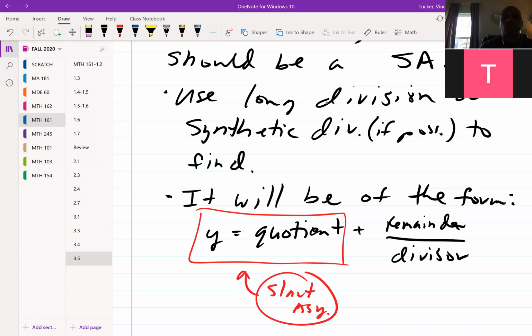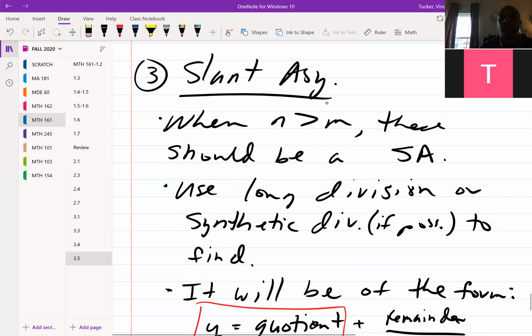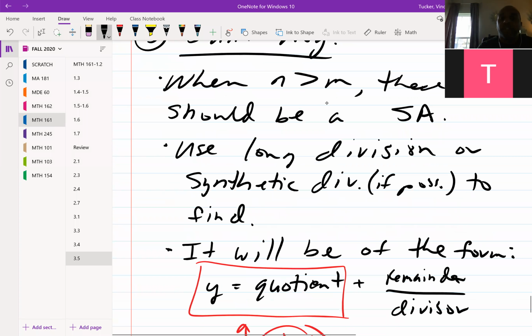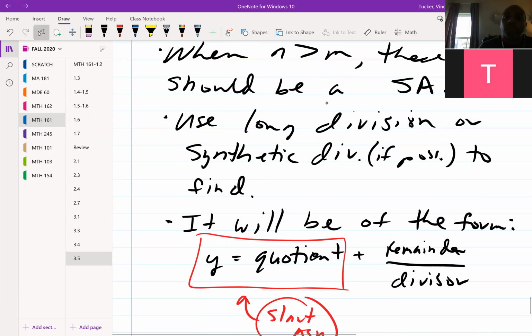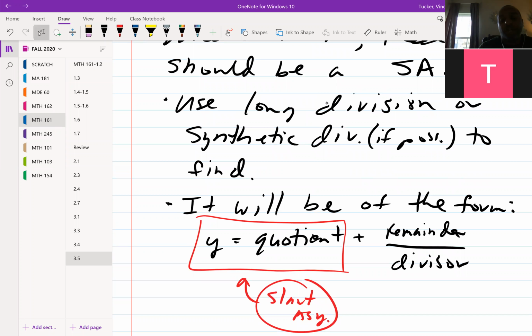Okay, so let's go through it. Basically, we have to go back and lean on our division of polynomials techniques. Whenever n is greater than m, remember that was that third scenario, then there should be a slant asymptote. So we'll use long division or synthetic division if possible. We talked about synthetic division.